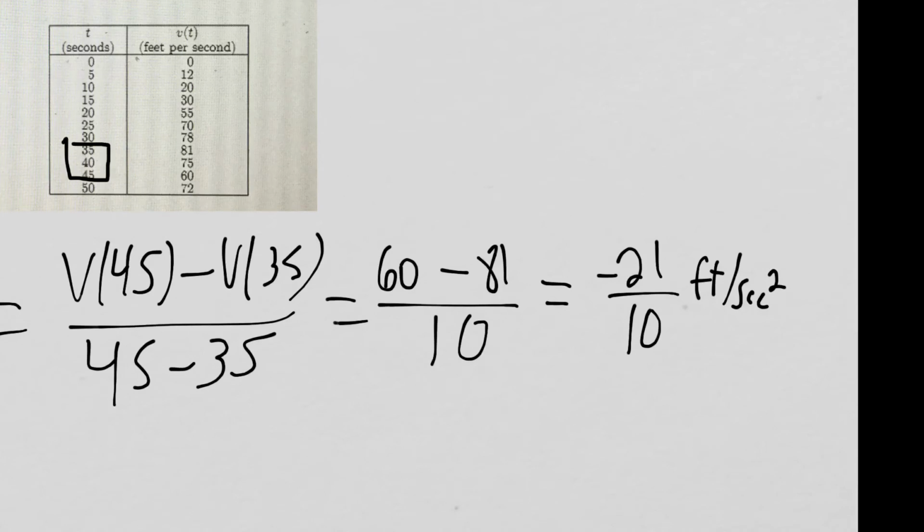Okay, part D. Approximate the integral from 0 to 50 with a Riemann sum using midpoints of 5 subintervals of equal length.